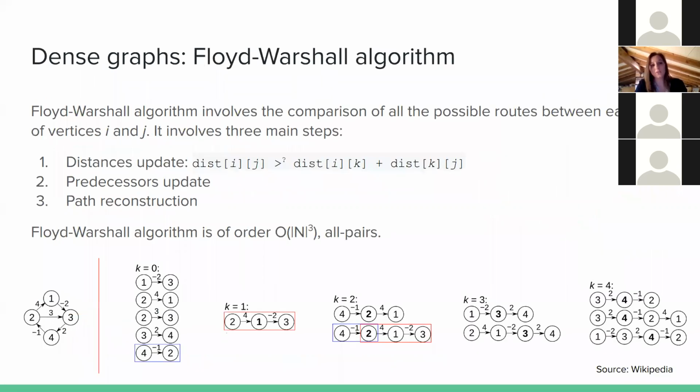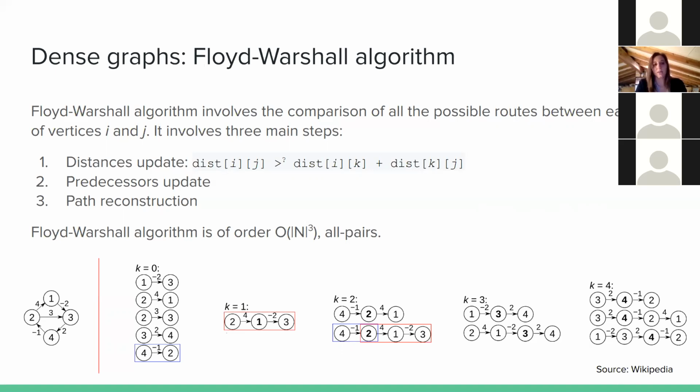For dense graphs, Dijkstra's algorithm is not the best one. Floyd-Warshall is the one. Differently from Dijkstra, the Floyd-Warshall algorithm computes all the possible routes between two vertices i and j. So you have two vertices, i and j, the head and the tail of the path, and you try all the possible other nodes different from i and j, trying to pass through them. If the distance you get is smaller, you update the distance and the predecessor matrix.